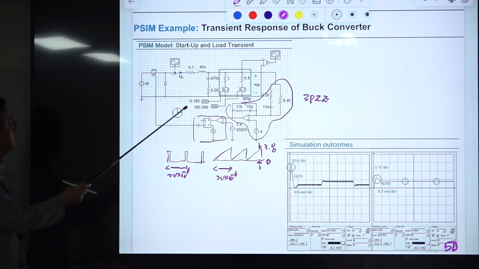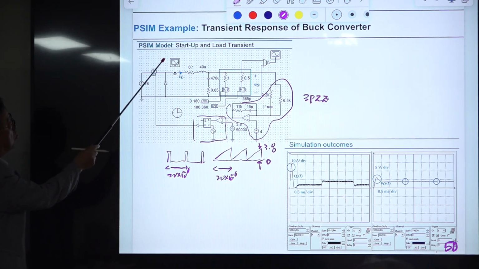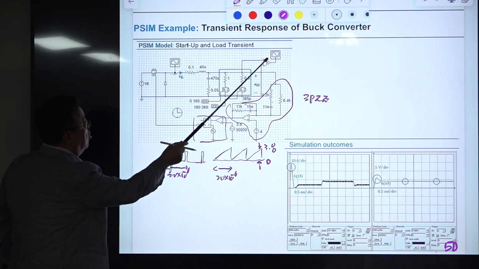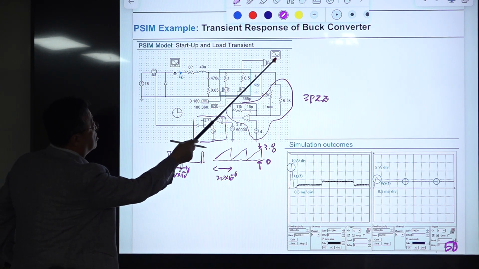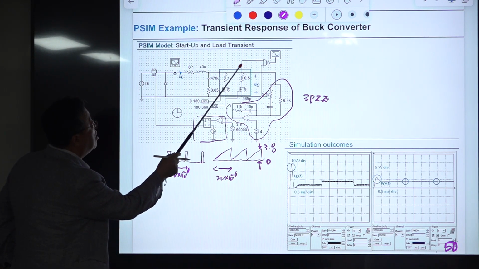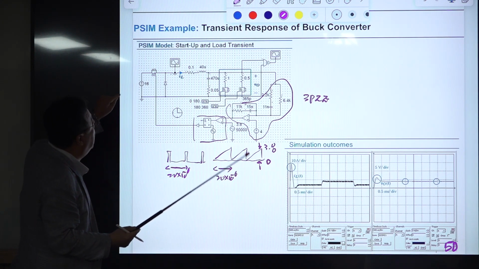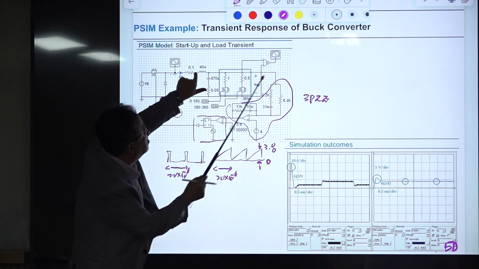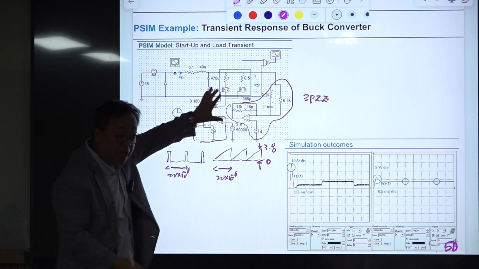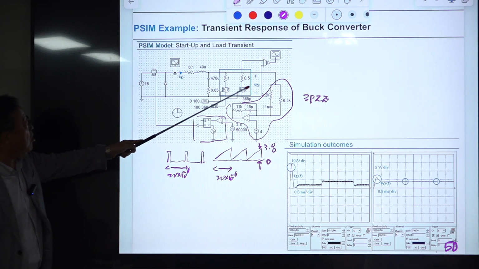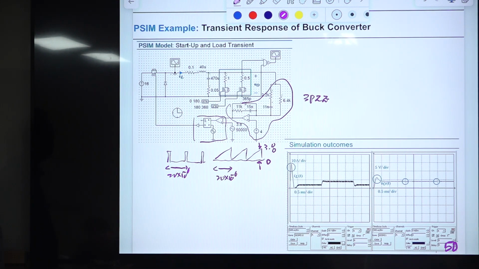PSIM has a bunch of scopes, oscilloscope types. This one is for the current measurement, and this is for voltage measurement. Maybe you don't need this. You can directly connect to this, or if some voltage is floated and you want to measure voltage between this and this, then you need to use this floating voltage oscilloscope. But here you can remove this. It really doesn't matter because everything has the same ground here.